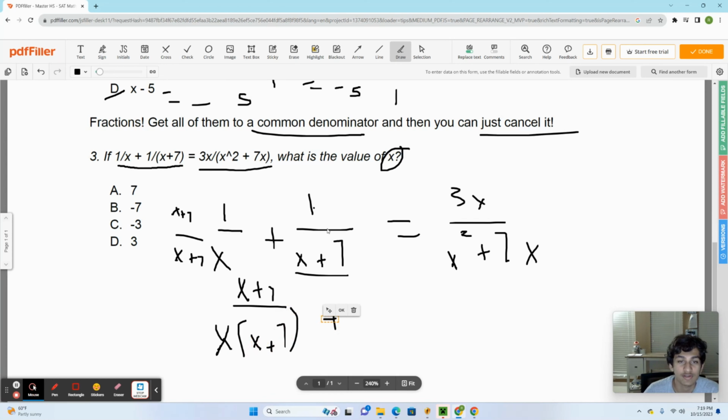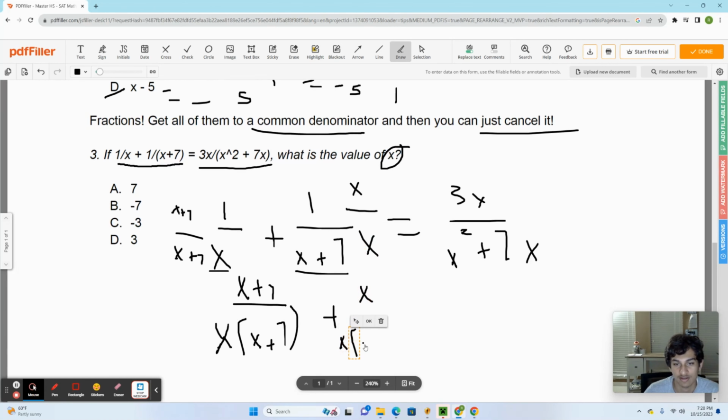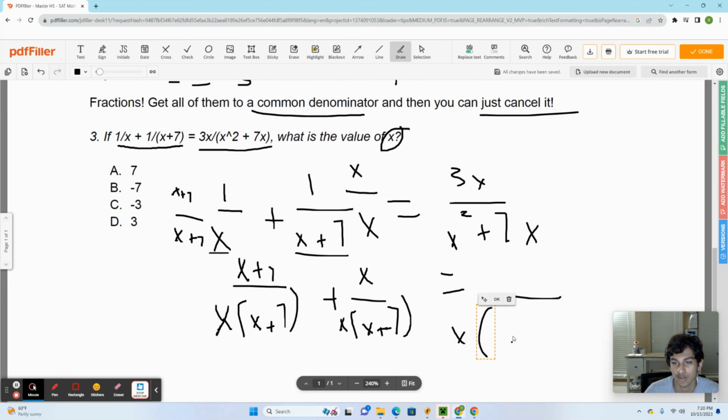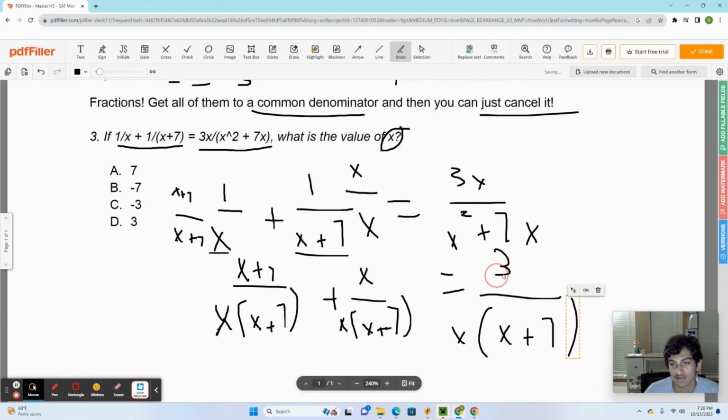Next, we have 1 over x plus 7. And we need to multiply both sides by whatever this denominator is. So let's multiply by x over x. And that gets us x over x times x plus 7. Okay, x plus 7. All right. And the good thing about this is that it actually works on this side as well. As you can see, this is x squared plus 7x, and if we factor out an x from this expression, we can get x times x plus 7, which is really useful because we already have that same thing across the bottom, and that is 3x.